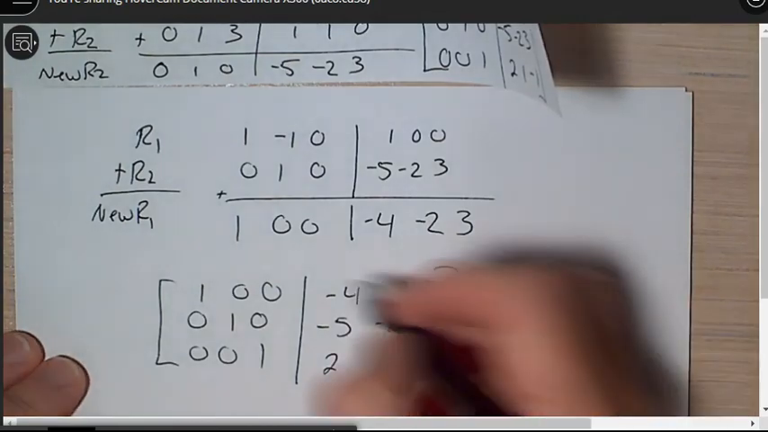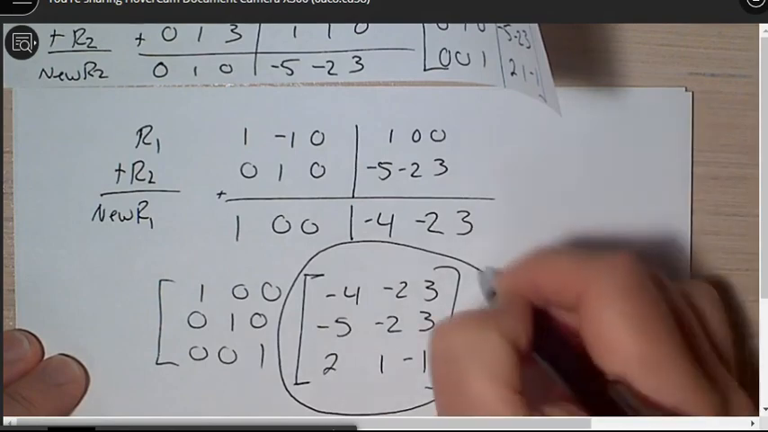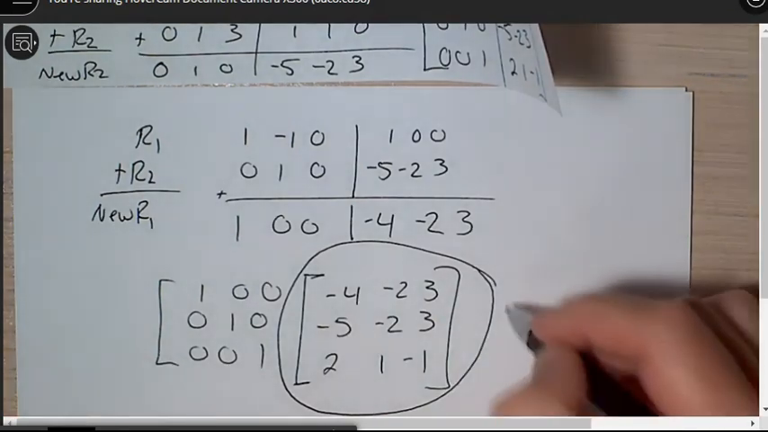Okay, so when it asks for the inverse, now we can just circle that part and know that that's what the inverse would be.